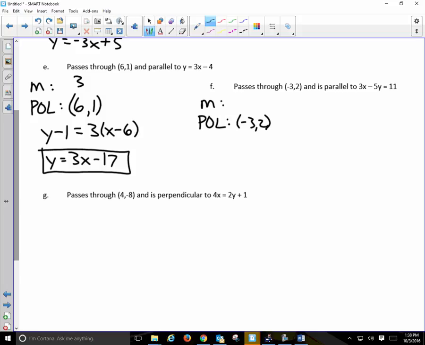Slope-intercept form, excellent. So I've got negative 5y is equal to negative 3x plus 11. So the slope of this line is 3/5. So what's the slope of the line that's parallel to it?